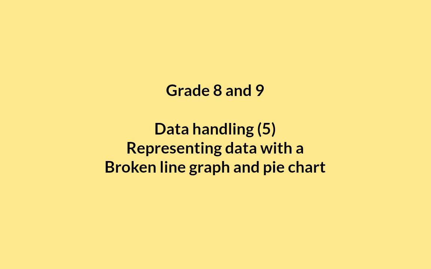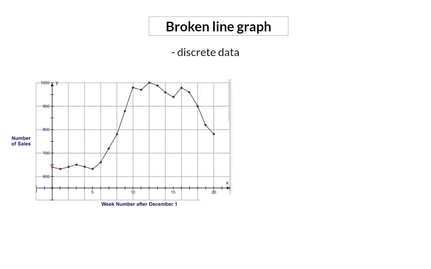In this video, we're going to have a look at how to represent data with a broken line graph and a pie chart. A broken line graph, just like a bar graph, can be used to represent discrete data. In the example, the data values are indicated with points on our graph, and then these points are connected with straight lines. A graph like this makes it easier to identify trends in the data.